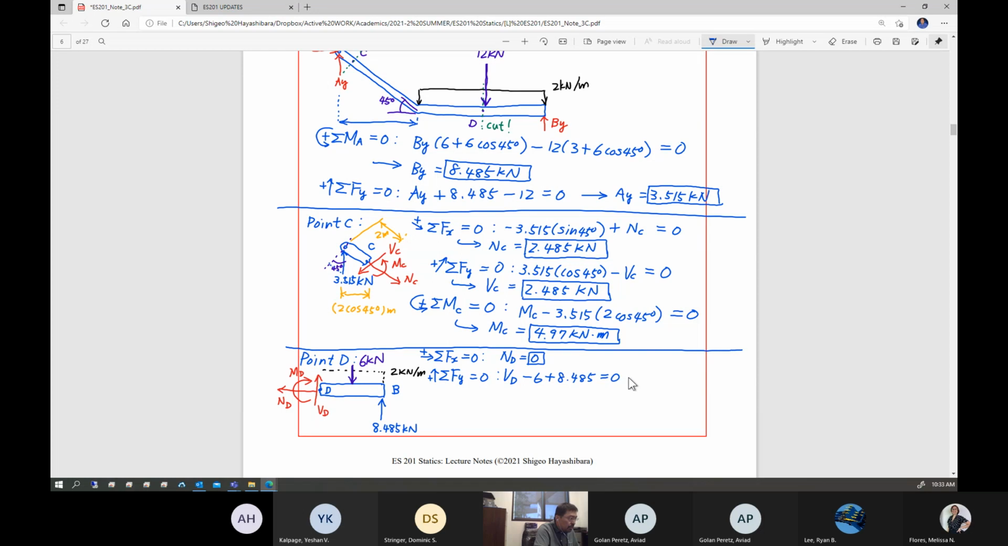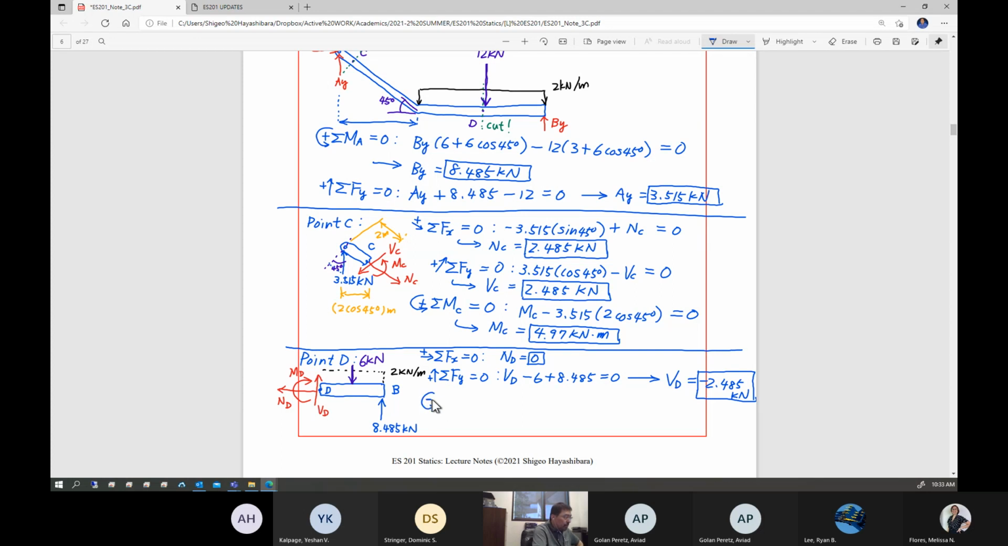Let's just set equal to 0. This is going to give you internal shear loading at point D, which is negative 2.485 kilonewton. Negative indicates the direction is opposite, which is okay. So the actual direction of shear is the other way. That's fine.